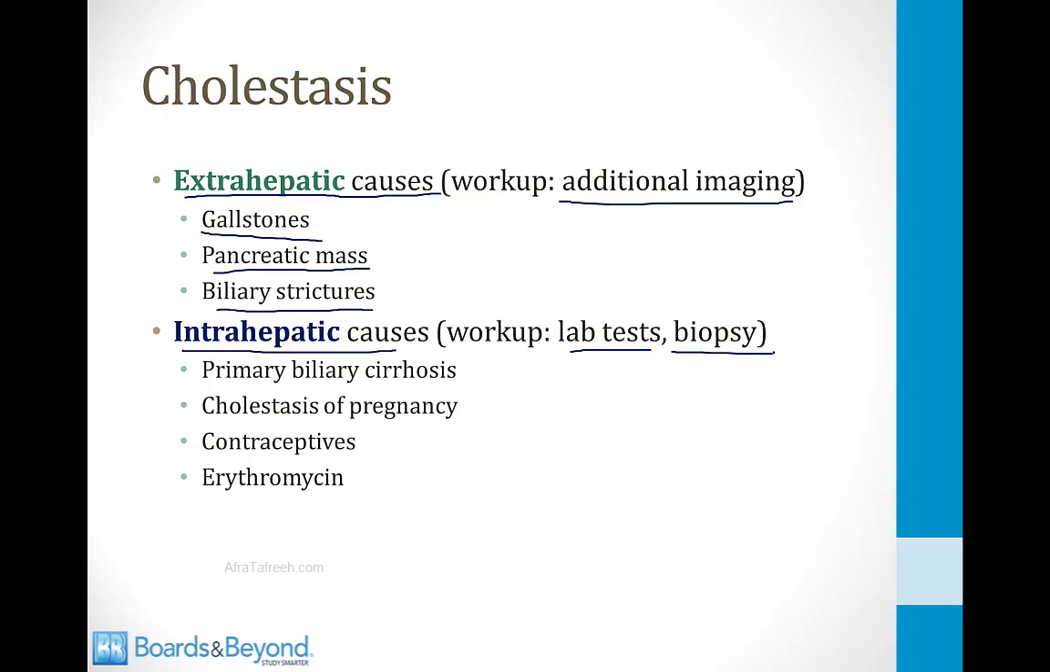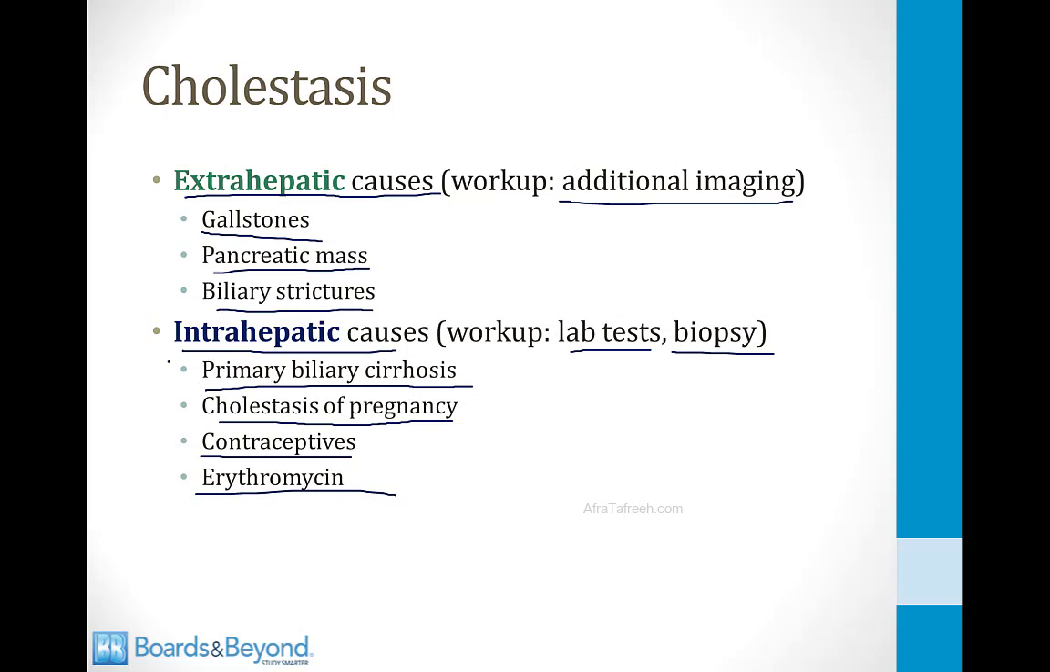Some of the things that can cause intrahepatic cholestasis include primary biliary cirrhosis, which is a disorder I discuss in its own module. There is a characteristic cholestasis that often occurs in pregnancy that is intrahepatic. Oral contraceptives sometimes cause patients to have an intrahepatic cholestatic problem. The estrogen can lead to obstruction of bile flow. And then finally, erythromycin is a well-described cause of intrahepatic cholestasis. A small number of patients develop this problem when they take erythromycin.